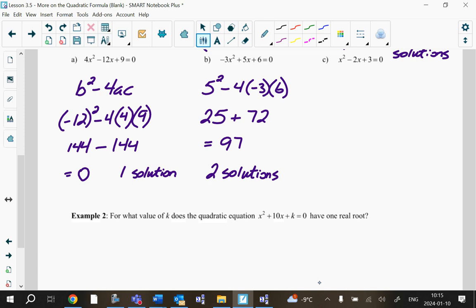And the last one, you could probably figure out how many solutions there are going to be. So B is -2, so I got to go -2 squared minus 4 times A, which is 1, times C, which is 3. That gives me +4 minus 12, which is -8. 0 solutions.